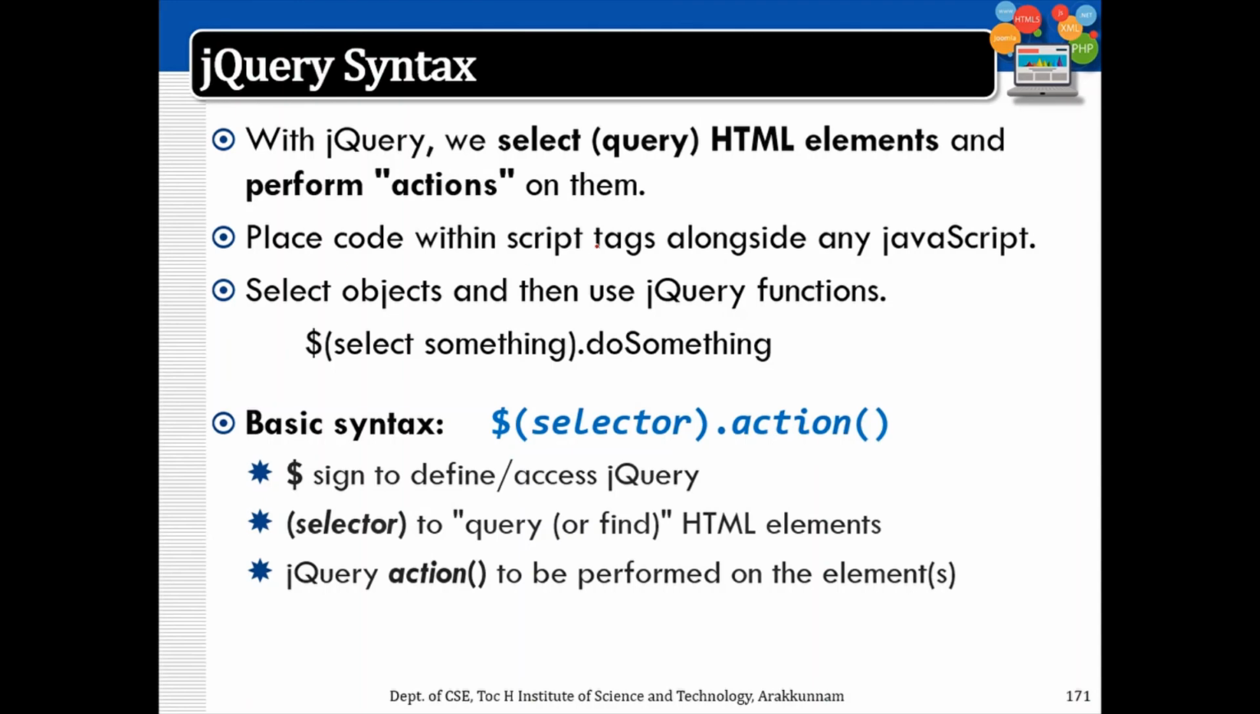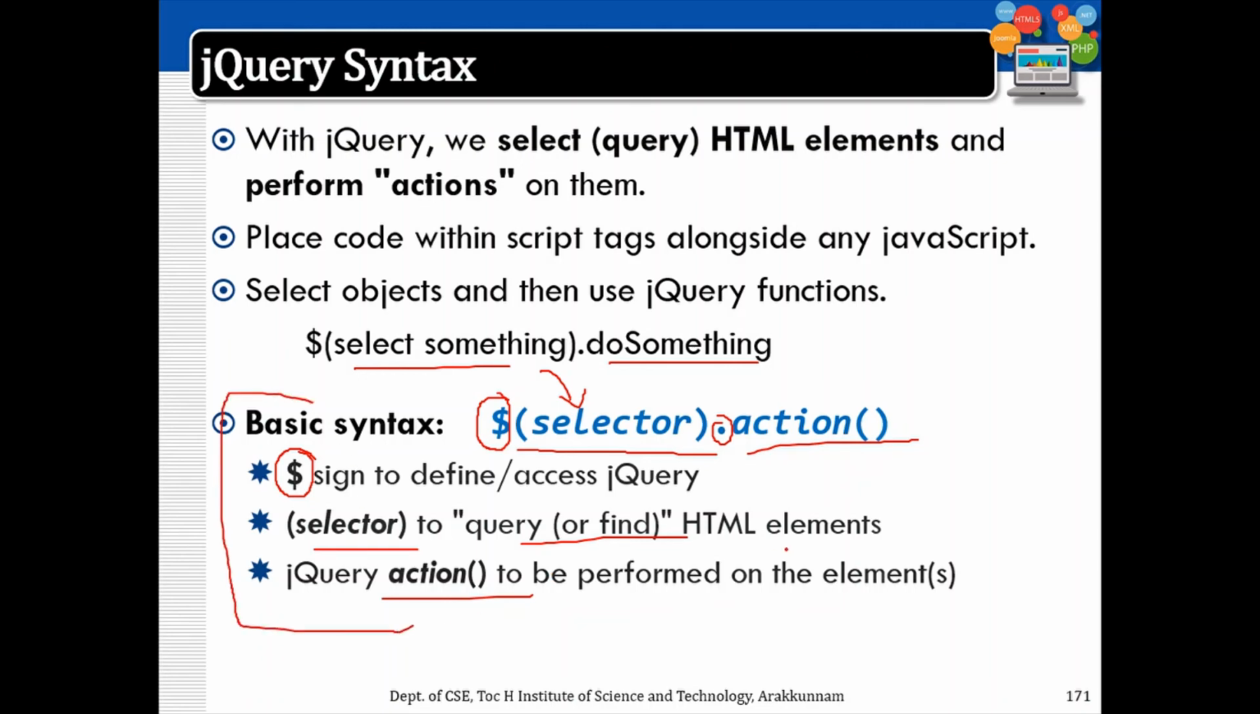Generally, the basic syntax of using any jQuery action is simple. Use a $ sign, then specify the selector within brackets, then .action. So this is a simple format for doing some actions using jQuery. So select something, do something. The selectors will be similar to the selector forms which we studied in CSS. So the $ sign defines access to jQuery, the selector defines what is to be found, and the action defines what is to be done with the element. So this is the basic syntax of defining an action with jQuery.